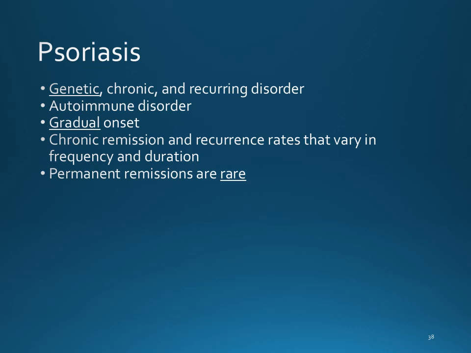With psoriasis, you will see moments where they have no lesions. It actually goes away, and then they'll have a recurrence. So it's the back and forth. Permanent remissions of this are very rare. They typically don't occur. It's just kind of back and forth for the person's life.